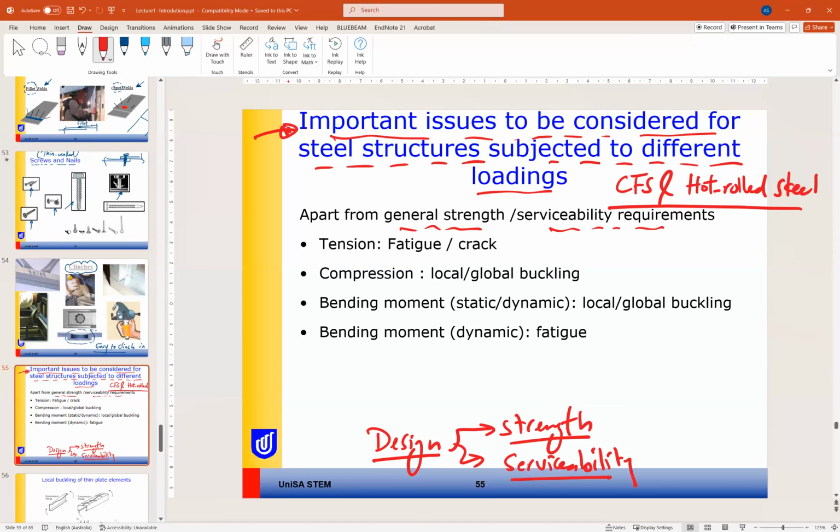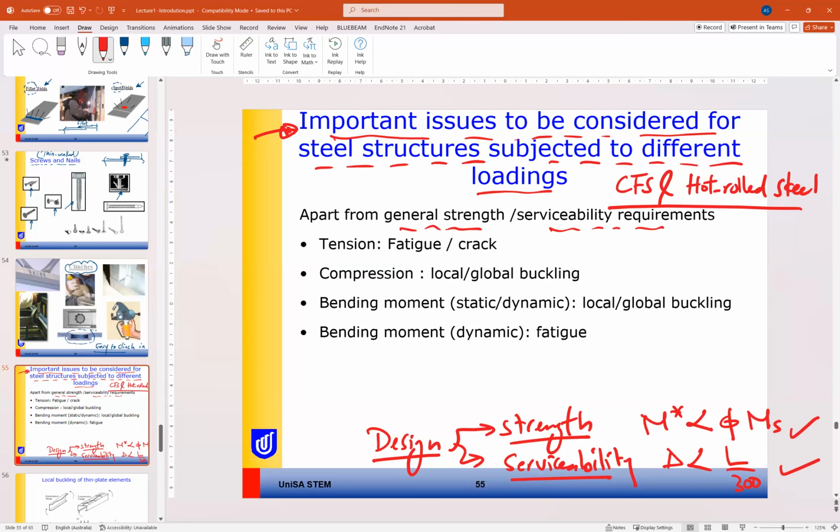These are the normal procedure of design. For example, if you are designing for moment, the applied moment on the structure or the element needs to be less than the strength of the member. And for the deflection, delta of the beam should be less than or equal to the allowable limit, for example L over 300. So these two are the basic design considerations that we need to take into account.